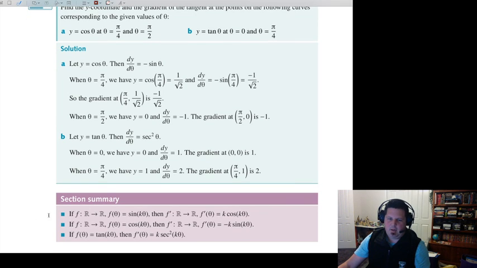Alrighty, there is a summary of our fun notes that we've had the chat about. I would definitely be putting these into your summary booklets.